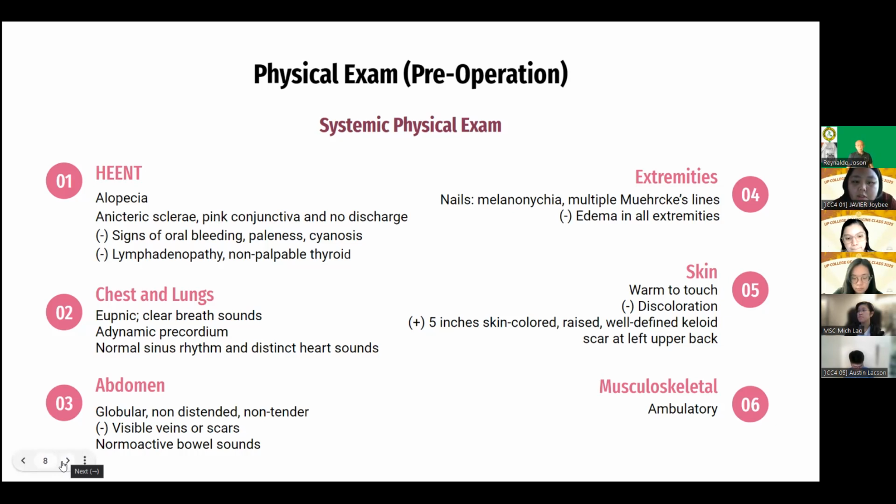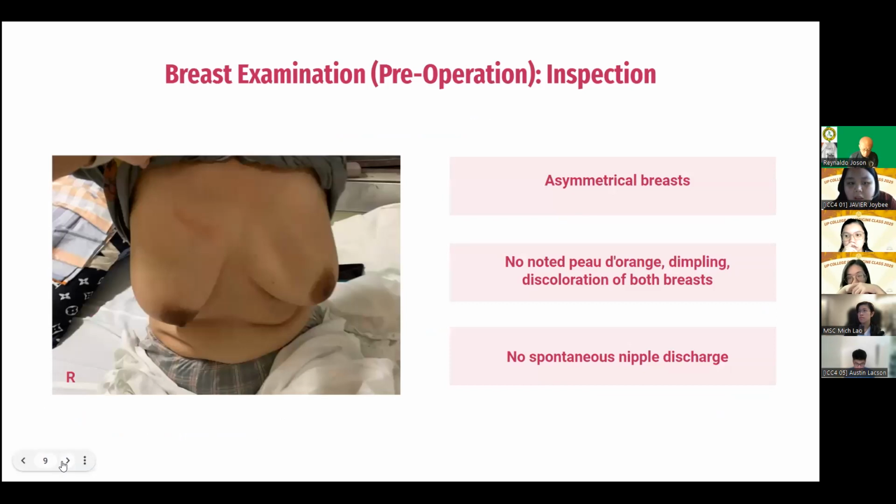We noted that there's a 5-inch skin-colored, raised, well-defined keloid scar at the left upper back, which was attributed to her previous surgery. And then for the MSK, the patient is ambulatory. And for the breast exam, next slide, please. For the breast exam, for the inspection, we noted that the patient has asymmetrical breasts.